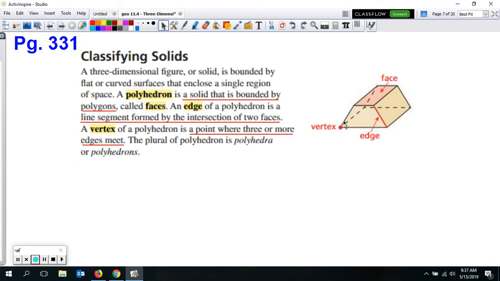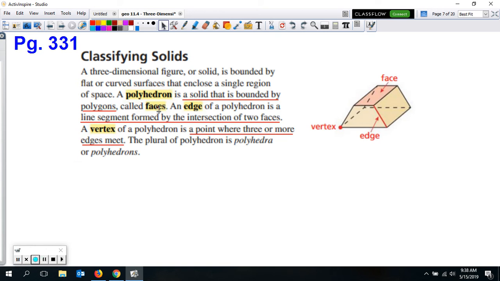So you've got this polygon, which would be a trapezoid. You have this polygon over here, which could be a square or maybe a parallelogram. It's probably a square. And so that forms an edge right there, a line segment of those two faces. You have a vertex of the polyhedron. That's just a point where three or more edges meet. So that's going to be kind of a corner point for that solid here. So you've got this edge down here, and this edge all coming together at that vertex.